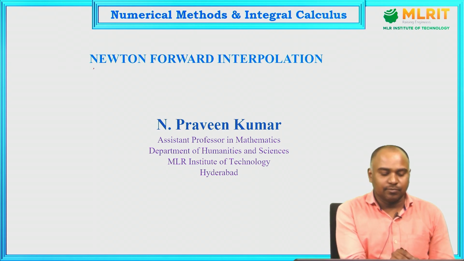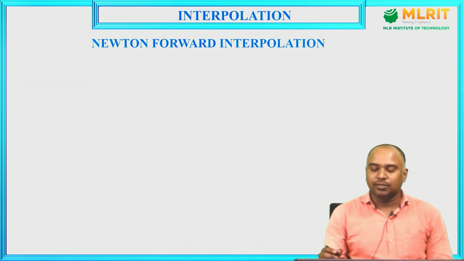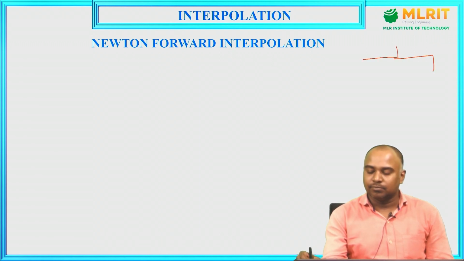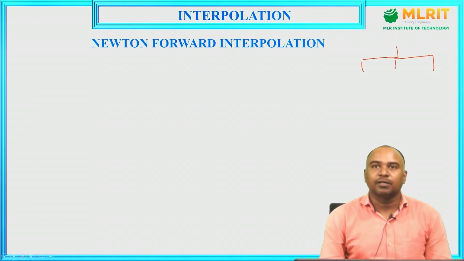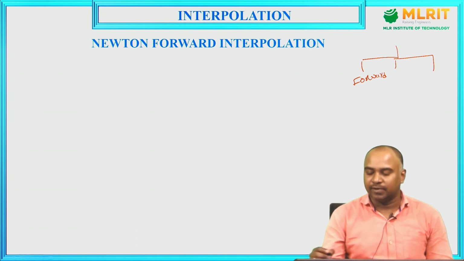In this lecture, we are going to discuss Newton forward interpolation. In the last session we discussed three different cases. If the point is located at the beginning of the table, we use forward differences, and using the forward differences we evaluate.